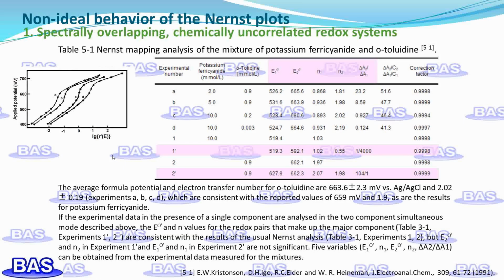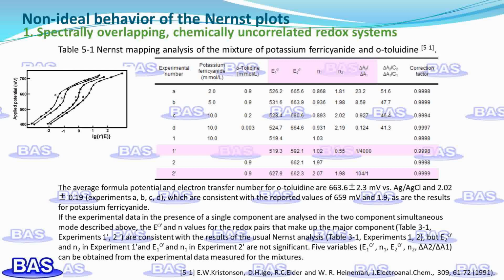Table 5.1 shows the Nernst graphical analysis of the mixture of potassium ferricyanide and o-toluidine. The average formal potential and electron transfer number for o-toluidine are 663.6 plus or minus 2.3 mV versus silver chloride and 2.02 plus or minus 0.19, here in experiments A, B, C and D, which are consistent with the reported values of 659 mV and 1.9, as are the results for potassium ferricyanide.